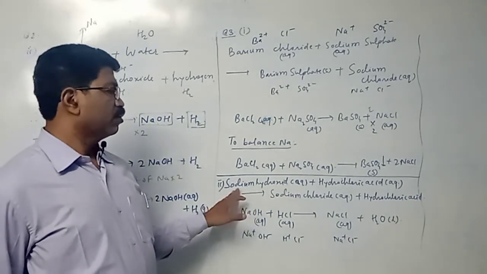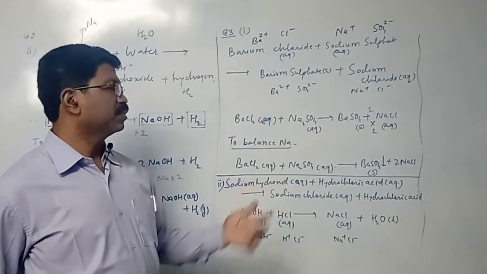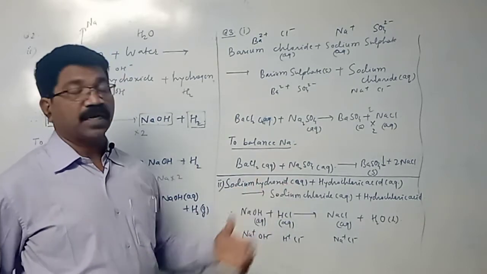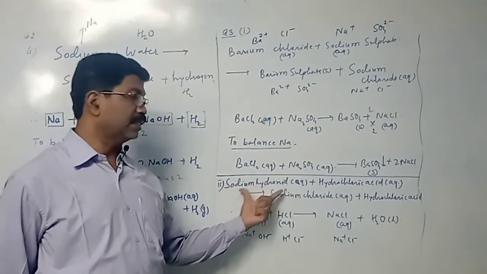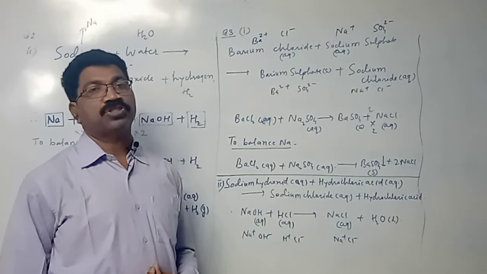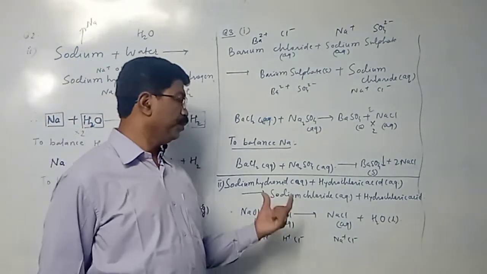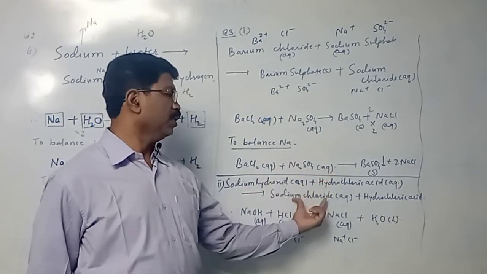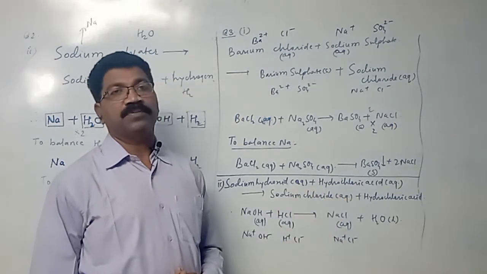Then sodium hydroxide plus hydrochloric acid, both are aqueous solutions. Now you know that sodium hydroxide is a strong alkali and hydrochloric acid is a strong acid. When acid and alkali react together, what is produced? A strong alkali and a strong acid react to produce a neutral salt and water.